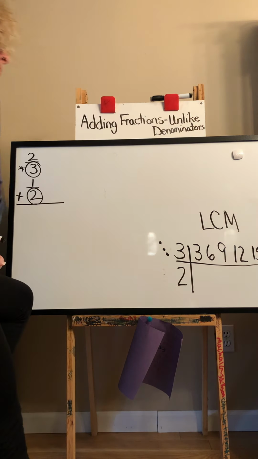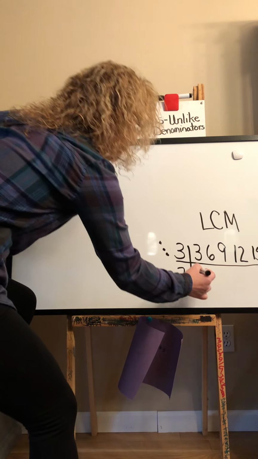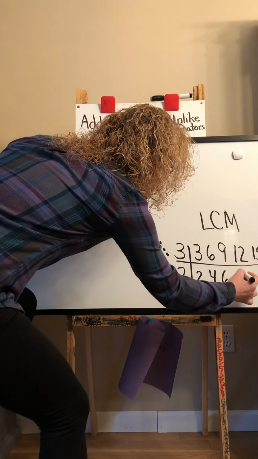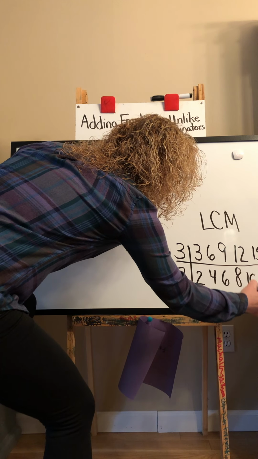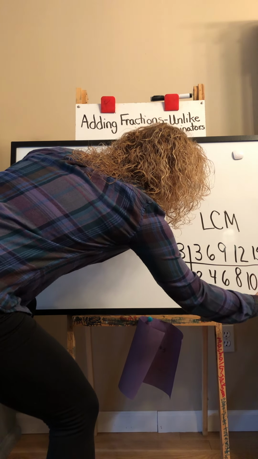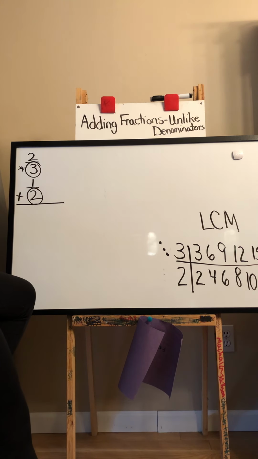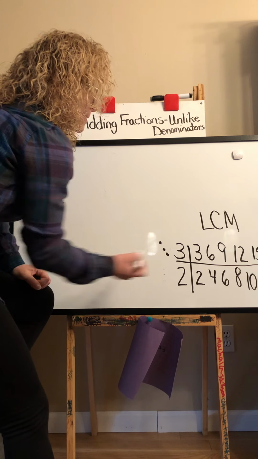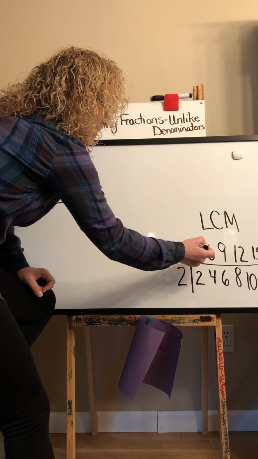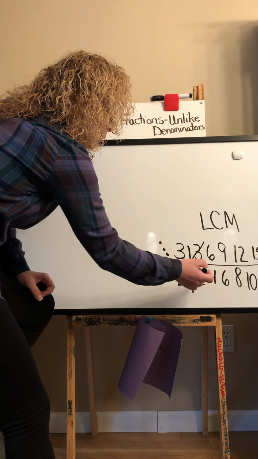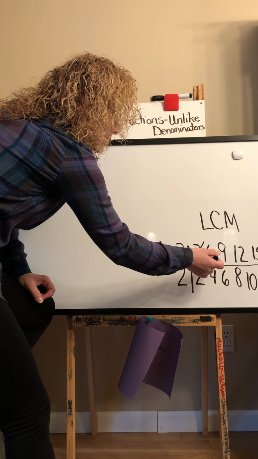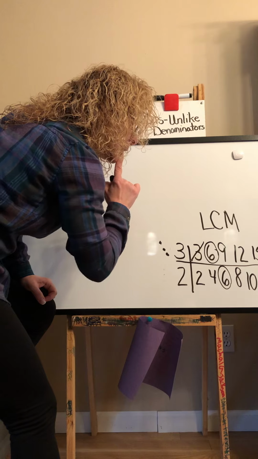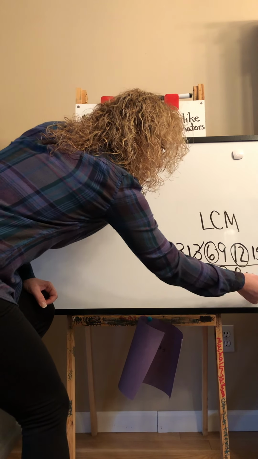And then I'm going to find the multiples or skip count by 2s. 2, 4, 6, 8, 10, 12. Then I will always look at the top row first and say, do they both have a 3 in common? No. Do they both have 6s? Oh, they do. But wait a minute, they also have 12s.